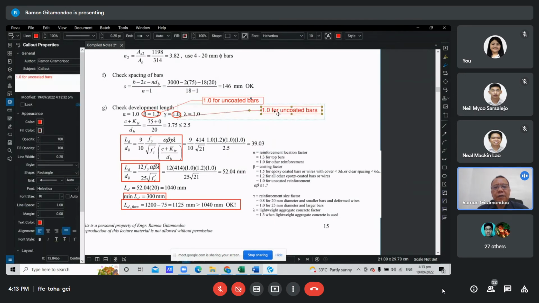Delete this, it should be 0.8. 0.8 for 20 mm diameter and smaller.